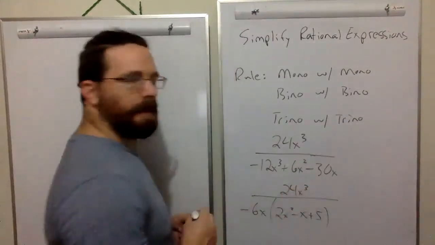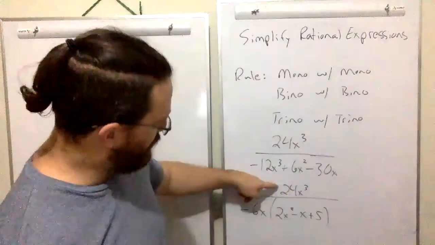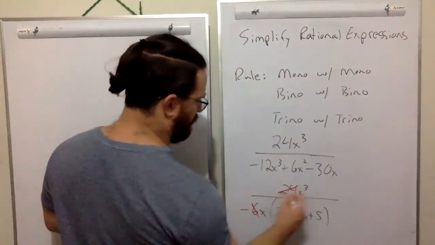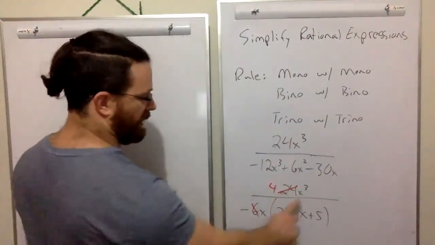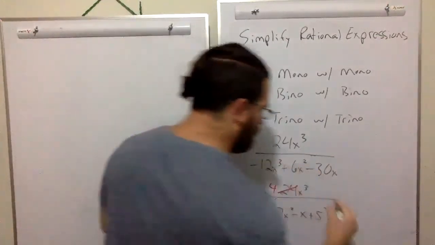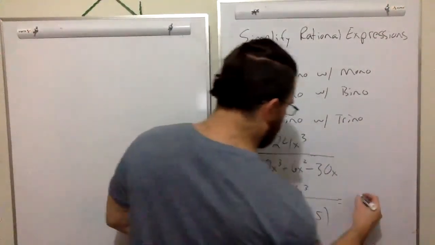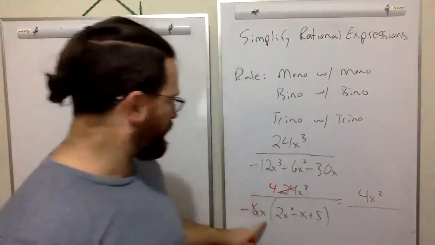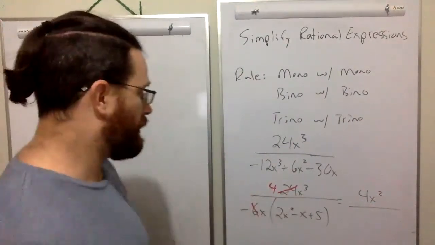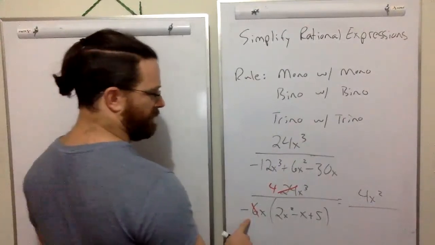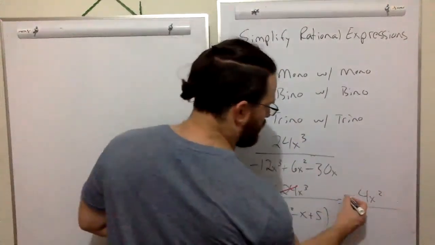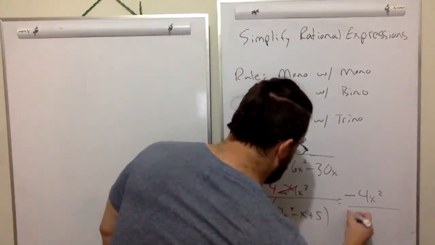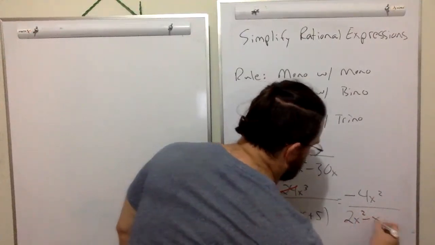All right, from there, we can reduce the monomial with the monomial. So the 6 will cancel, this will become a 4. And this x will cancel one of these up here. So on the top, I'm going to be left with 4x squared. Remember, it's going to become an x squared because this x here cancels one of these up here. My negative, you can leave the negative on the bottom, or if you want, you can put the negative on the top. It's actually considered proper to put the negative on the top instead of the bottom. You're still left with, on the bottom, 2x squared minus x plus 5.